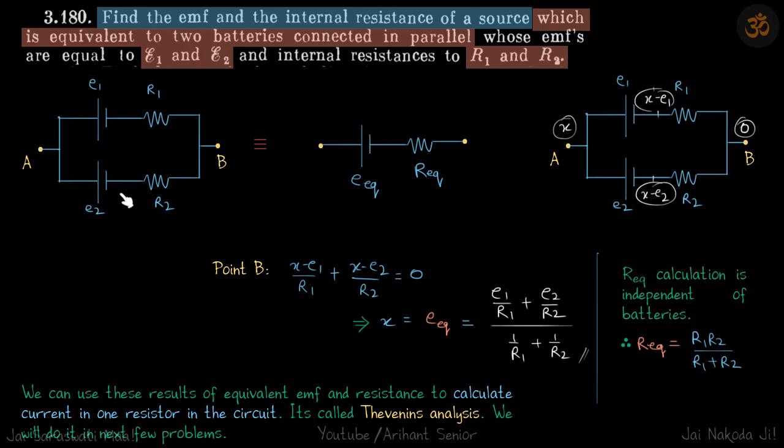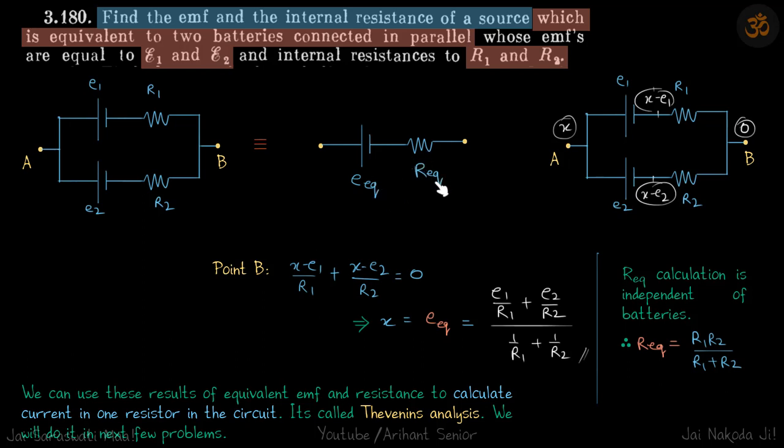So here we have two batteries which are connected in parallel to each other, and if a device needs to be powered by this battery, we need to know what is the equivalent EMF of this battery and what is the equivalent internal resistance of this battery. So that's what we need to calculate for two batteries in parallel. So this is E equivalent and R equivalent.